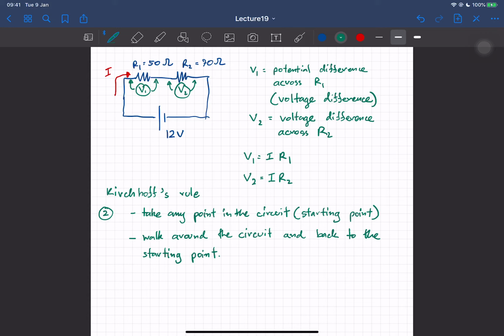Okay, so by doing so, we say you have completed the loop. The total change in voltage V along the loop must be equal to 0.